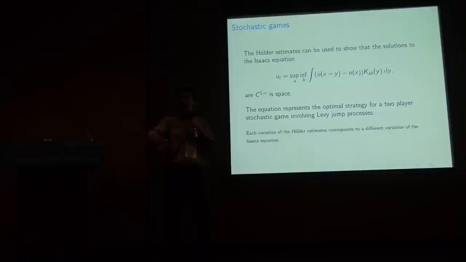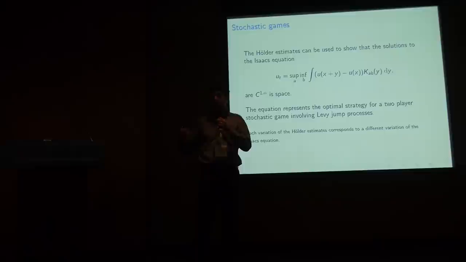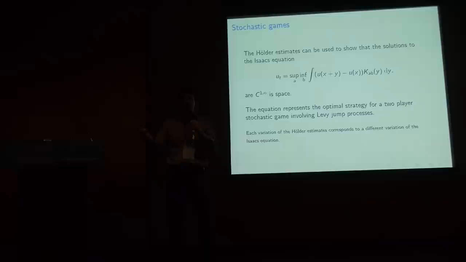One player modifies one parameter, the other player controls the other parameter. One of the players wants to maximize the expected value of the payoff, the other one wants to minimize the expected value of the payoff. If you study the optimal strategy of this stochastic game, you get that the value function for this optimal strategy satisfies an equation like this, that is the Isaacs equation. So the Hölder estimates that I was mentioning imply that solutions of an equation like this are C^{1,α}, meaning that the first derivative is Hölder continuous.